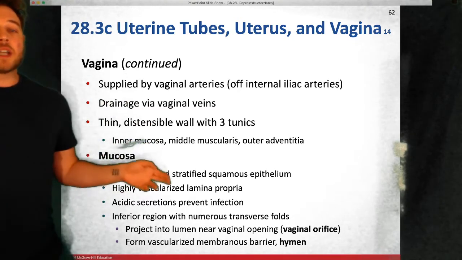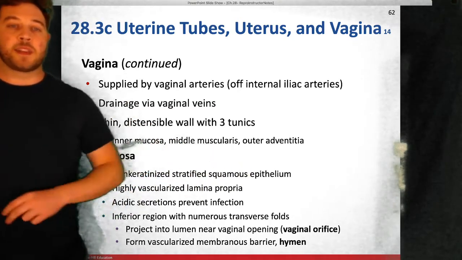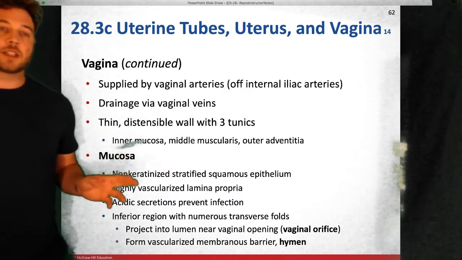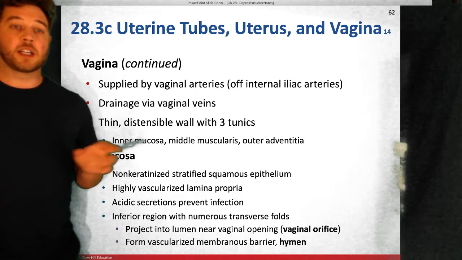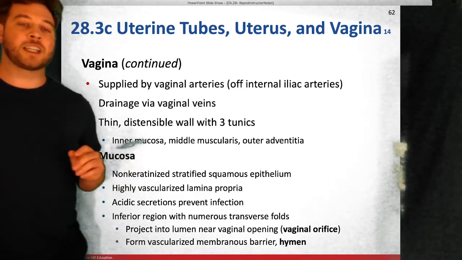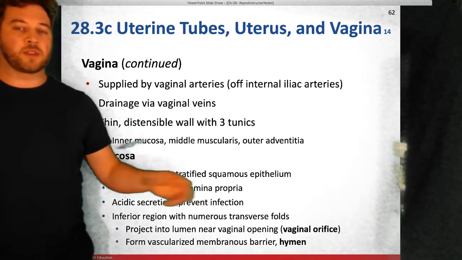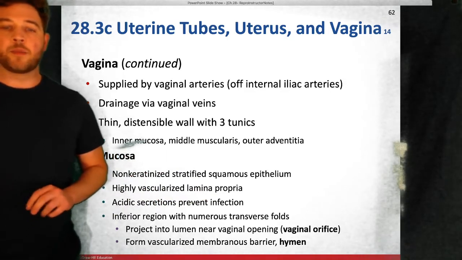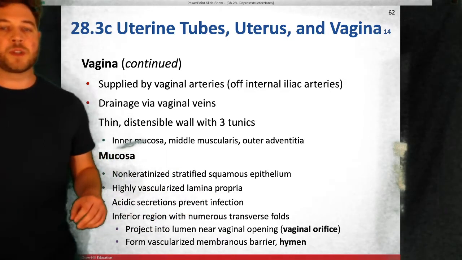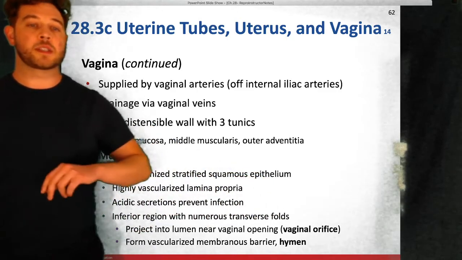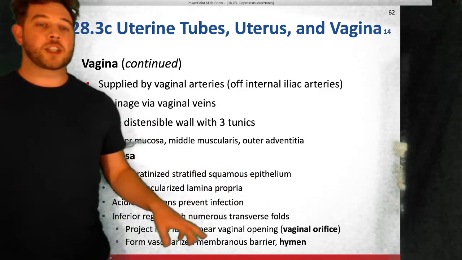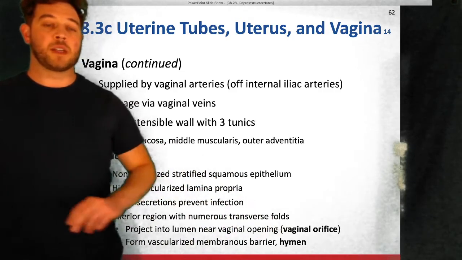Your mucosa is non-keratinized, stratified squamous epithelium, so that should make sense. It can take some abrasion. It is highly vascularized, with acidic secretions to help prevent infections. The inferior region has numerous transverse folds projecting into the lumen near the vaginal opening, which is your vaginal orifice. They form a vascularized membranous layer called the hymen.